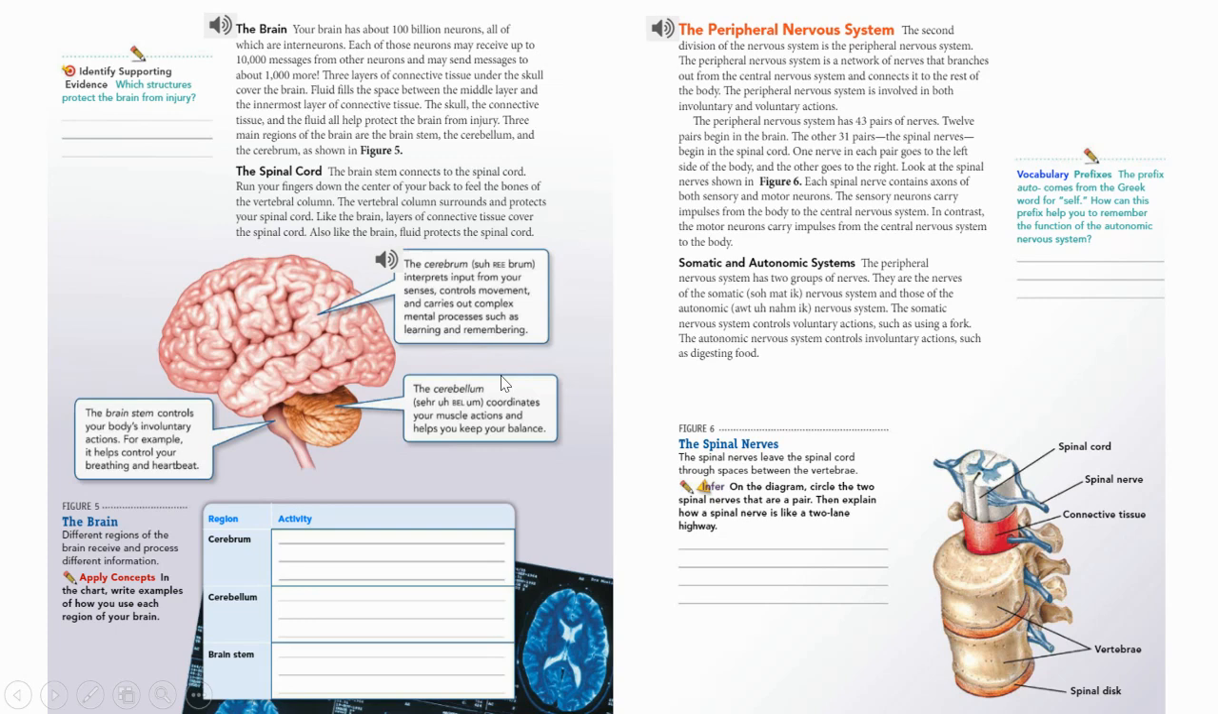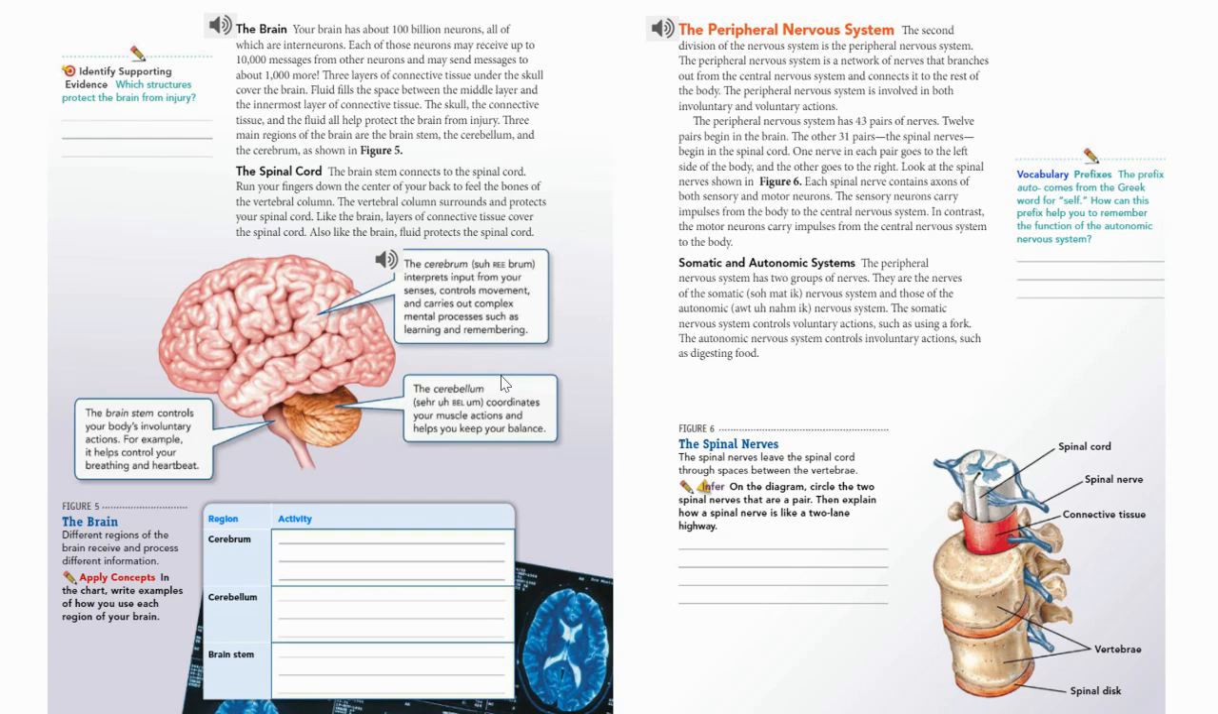The spinal cord. The brainstem connects to the spinal cord. Run your fingers down the center of your back to feel the bones of your vertebral column, your backbone, right? Your vertebral column surrounds and protects your spinal cord. Like the brain, layers of connective tissue cover the spinal cord. Also, like the brain, fluid protects the spinal cord. So that fluid is really helpful.